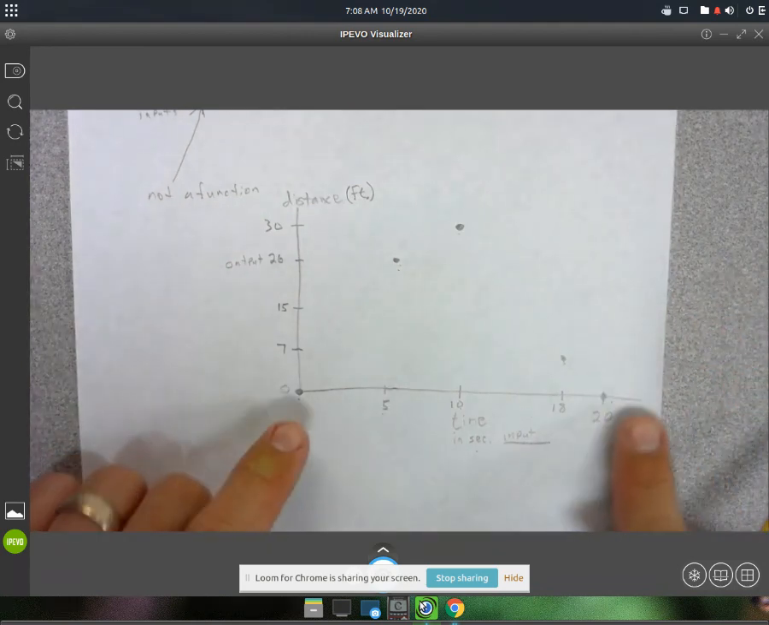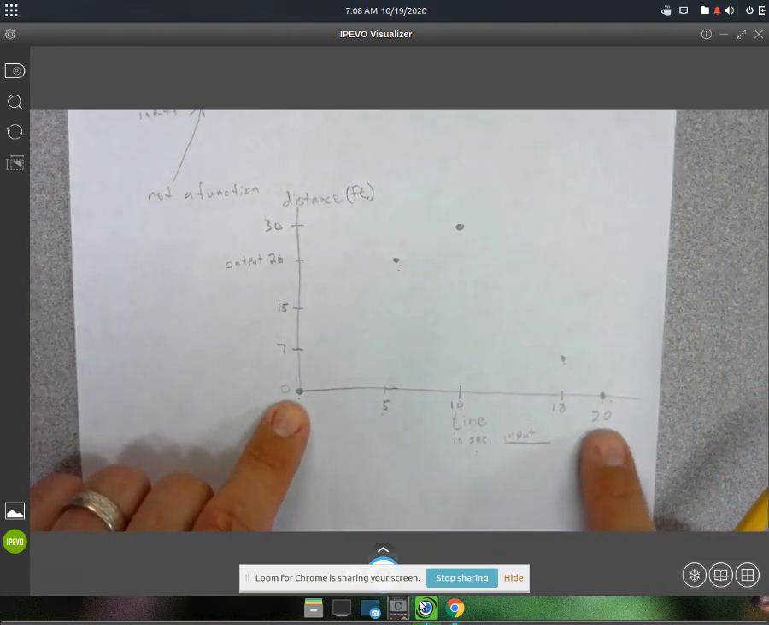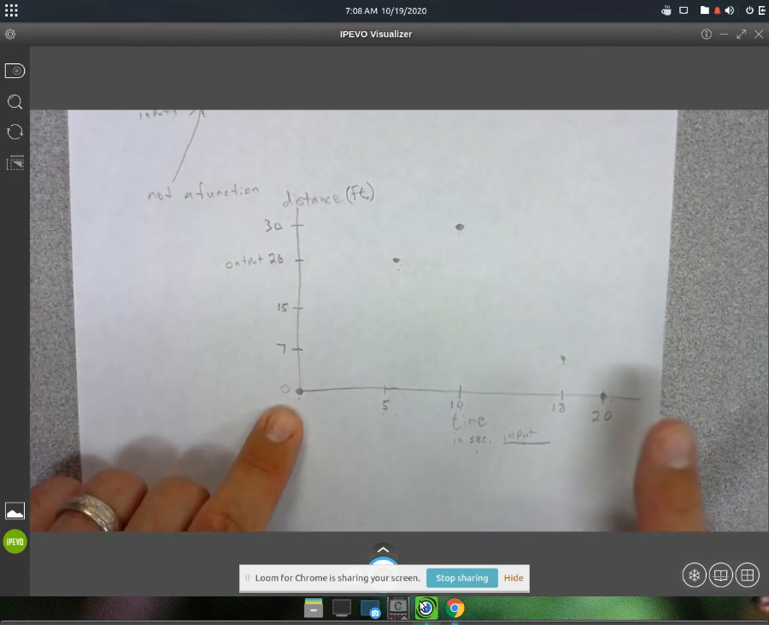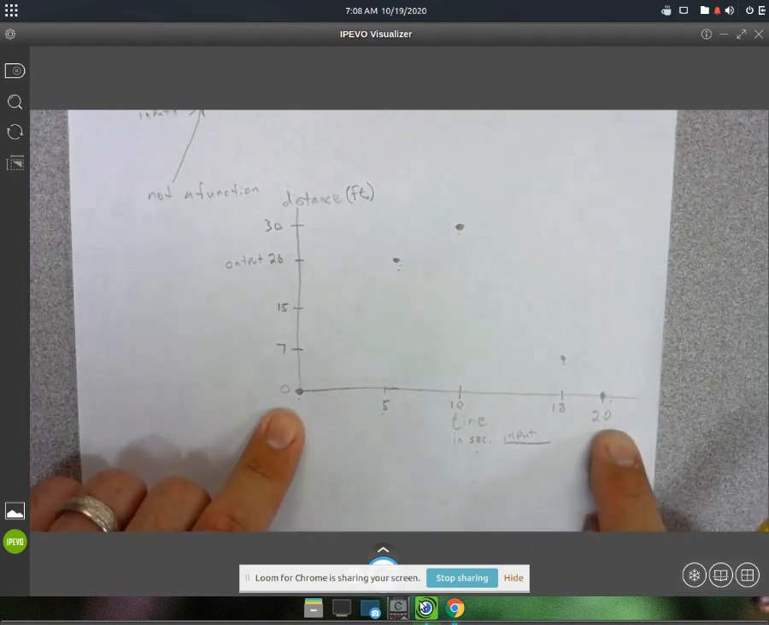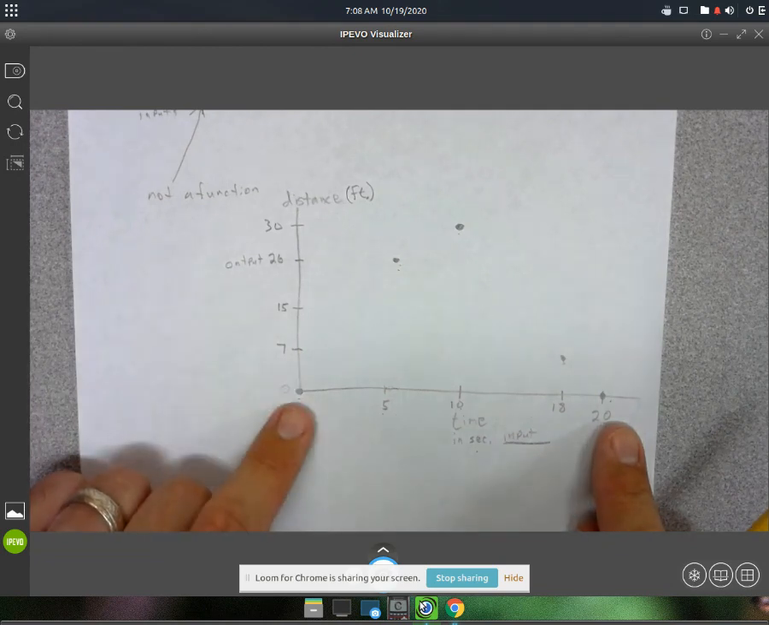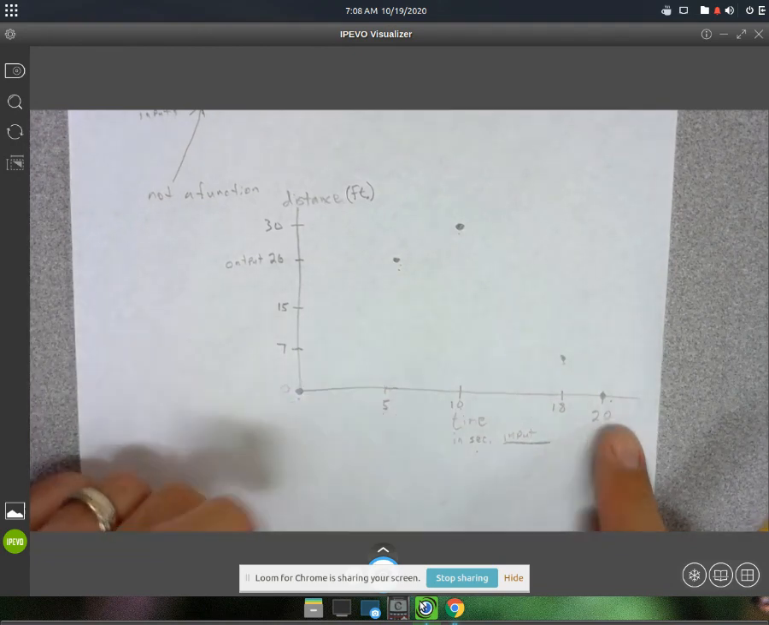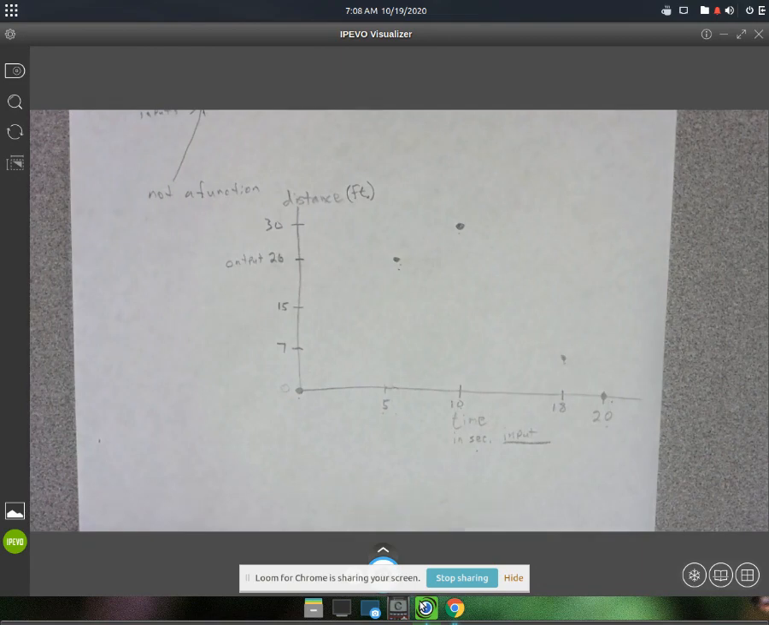The fact that I'm 0 feet away at the 0 and 20-second marks is okay, because these inputs are just going to the same place. At time 0, I'm not in two different places. So this is a function. This graph is a function.